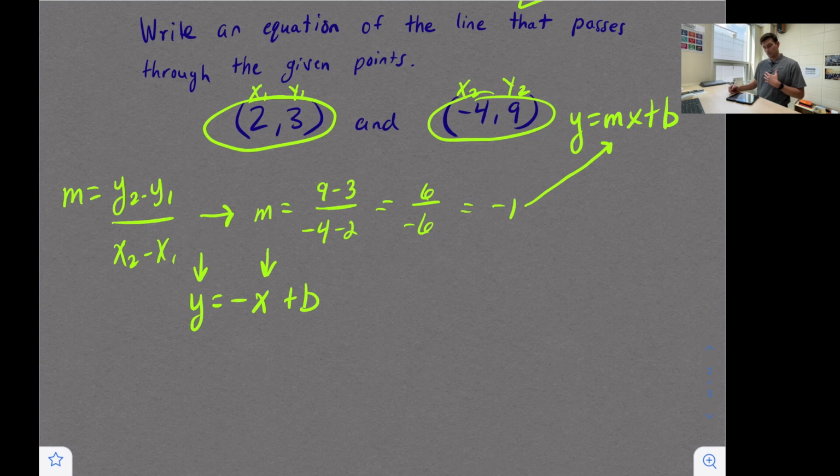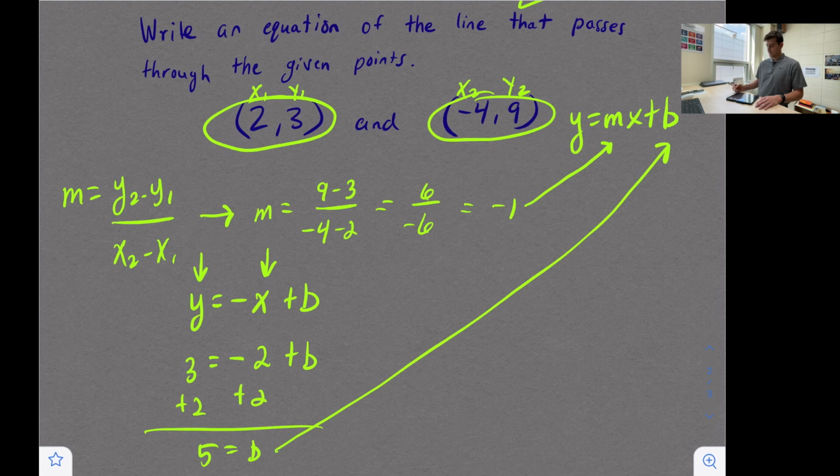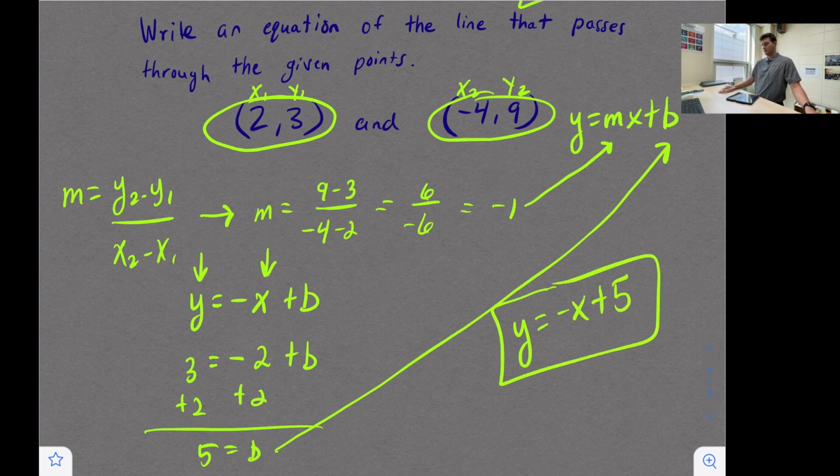I'm going to use (2, 3), just so I don't have to work with a negative. So I'm going to plug 2 in for x and 3 in for y. We're going to say 3 is equal to negative 2 plus b. And now we just solve for b. We add 2 to both sides, and we get 5 is equal to b, or b is equal to 5. And so now we can plug that in right there. Now we have formed our equation by finding the slope, y equals negative x, and we found our y-intercept, so y equals negative x plus 5. And that's how you write the equation in slope-intercept form.